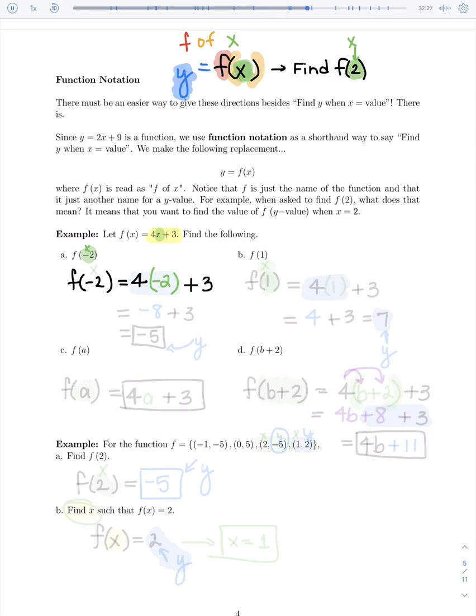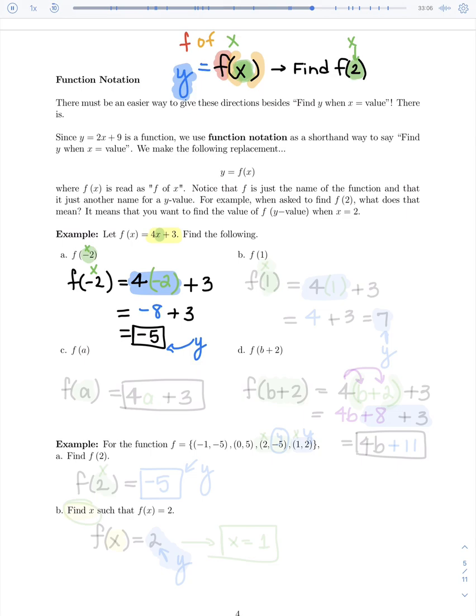Now, order of operations is going to make us do the multiplication first, the 4 times negative 2, which is negative 8. Then we can add the 3 at the end, which will give us a negative 5. And what this means is when you plug in negative 2 for x, you get out negative 5 as your y value. So it's actually a point you can plot. X is negative 2 and y is negative 5. You can plot that point.